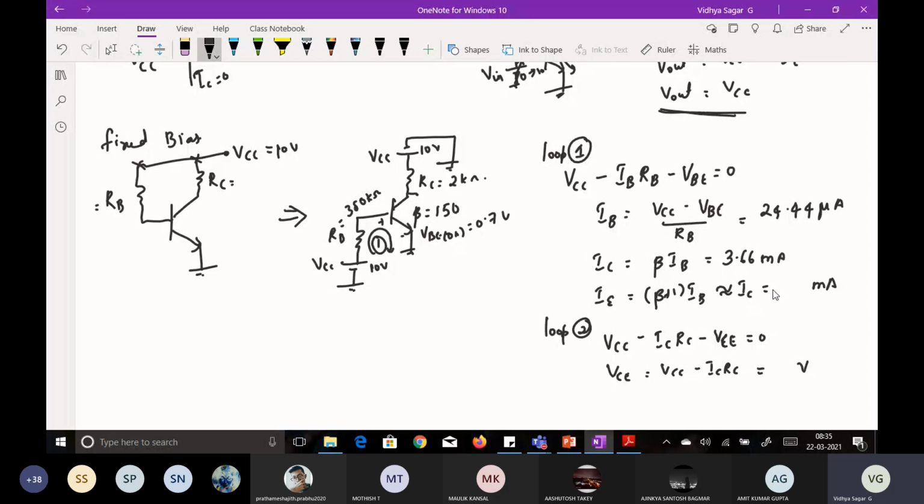But so what is IE? To make it fast, right? A small calculation. Very simple circuit. 3.68. 3.68, sir, milliamp. So I will take it 3.6. It is approximately the same. What is VCE? So it is 10 minus 3.66 into 2K. So it is positive only. No problem.